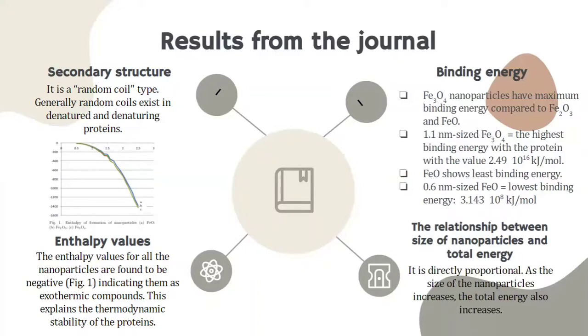Next, we have binding energy. For the binding energy, Fe3O4 nanoparticle has a maximum binding energy compared to Fe2O3 and FeO. We found that 1.1 nanometer size Fe3O4 has the highest binding energy with the protein, which the value is 2.49 times 10 to the power of 16 kilojoule per mole. Meanwhile, FeO shows the least binding energy with the size of 0.6 nanometer, which is 3.143 times 10 to the power of 8 kilojoule per mole.